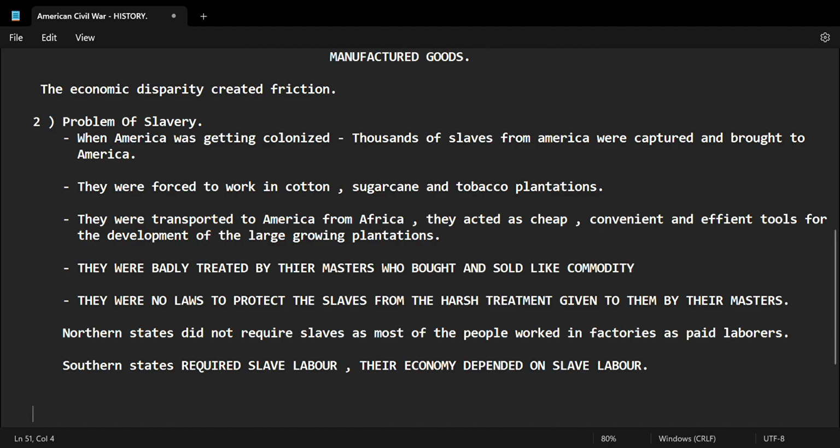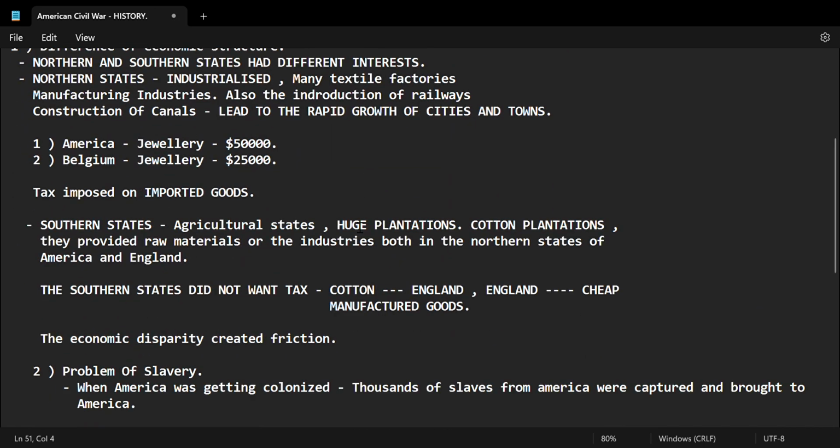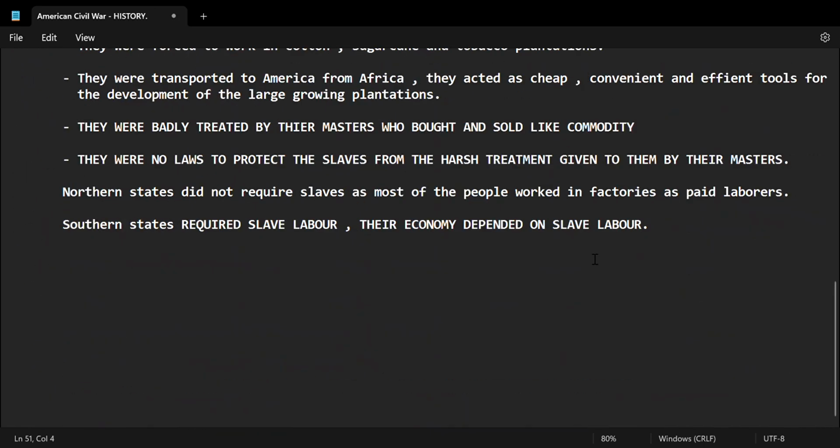We have only done one page till now, and this much is done. Okay, so let's continue now.